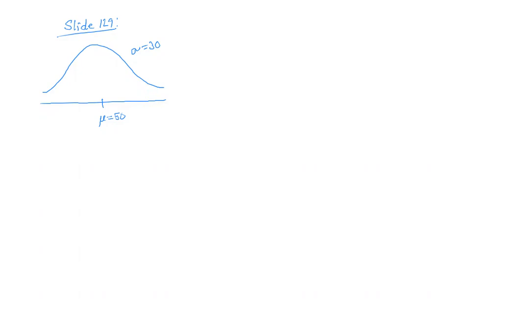Which is pretty easy. That's just mu, right? Okay. Mu is 50. The next question, what is the standard deviation? Which is also simple. Sigma is 30. So standard deviation is 30, mu is 50.